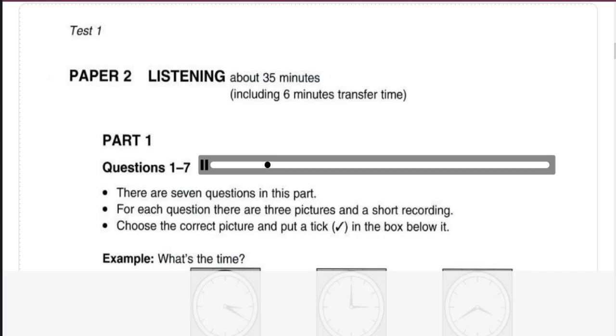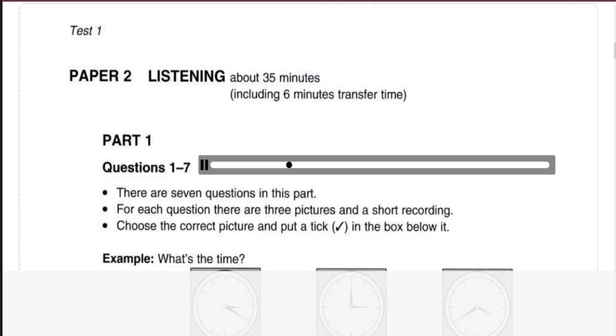Now open your question paper and look at part 1. There are 7 questions in this part. For each question, there are 3 pictures and a short recording. Choose the correct picture and put a tick in the box below it. Before we start, here is an example.